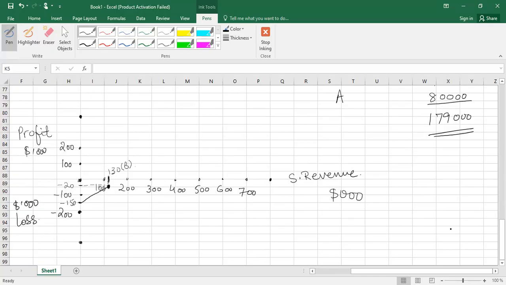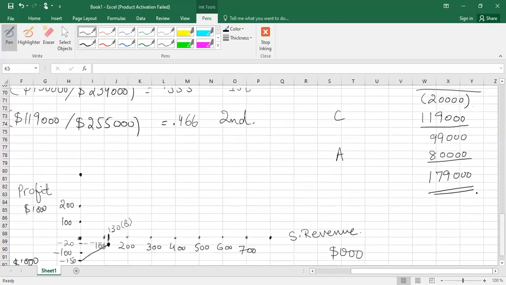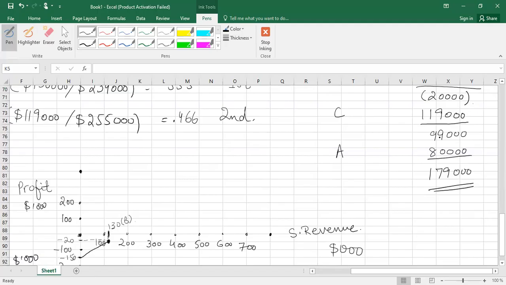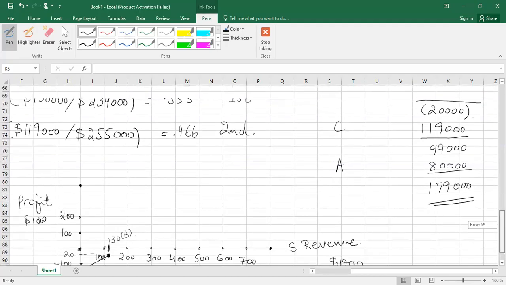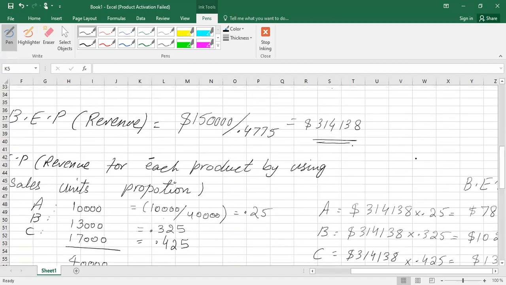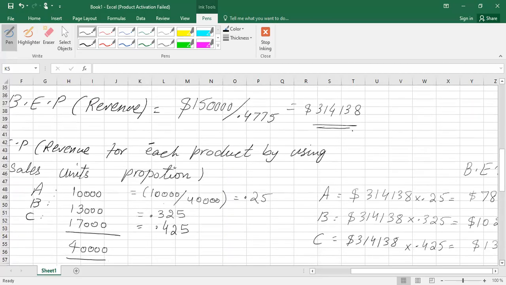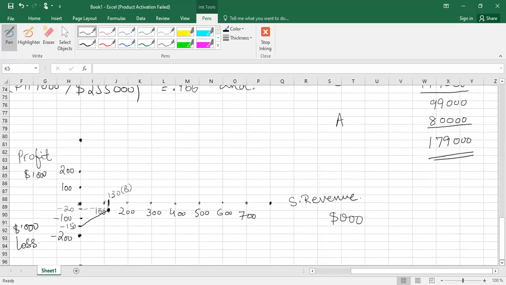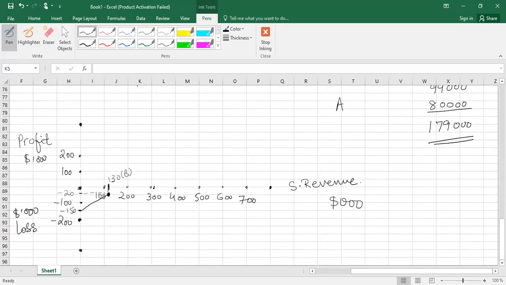Then in the second attempt we are in profit by 99,000. But we will intersect with what? We will intersect with the break-even point revenue. And break-even point revenue is, I think, 314 something. So 314,138. So here, suppose, is the 314 break-even point. And after this break-even point, we have what? We have profit of 99,000.